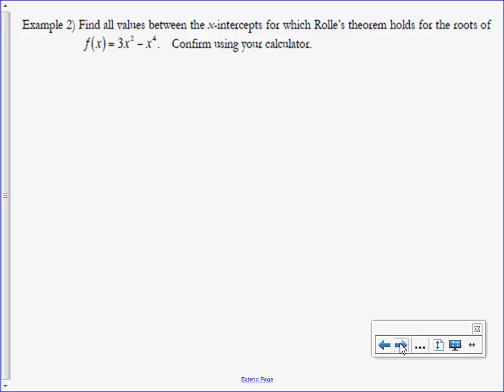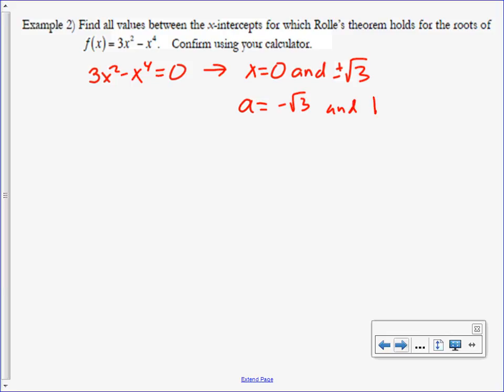For all the values, find where Rolle's theorem holds for the roots of 3x squared minus x to the 4. We're going to calculate it really quick. That's 3x squared minus x to the 4 equals 0. So x is equal to 0 and plus or minus the square root of 3, which means a would be negative root 3 and b positive root 3, or vice versa, whichever.